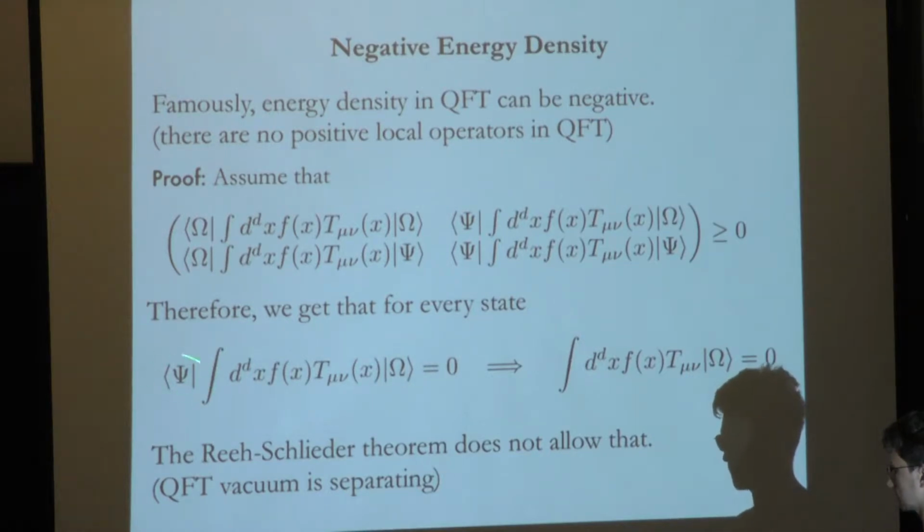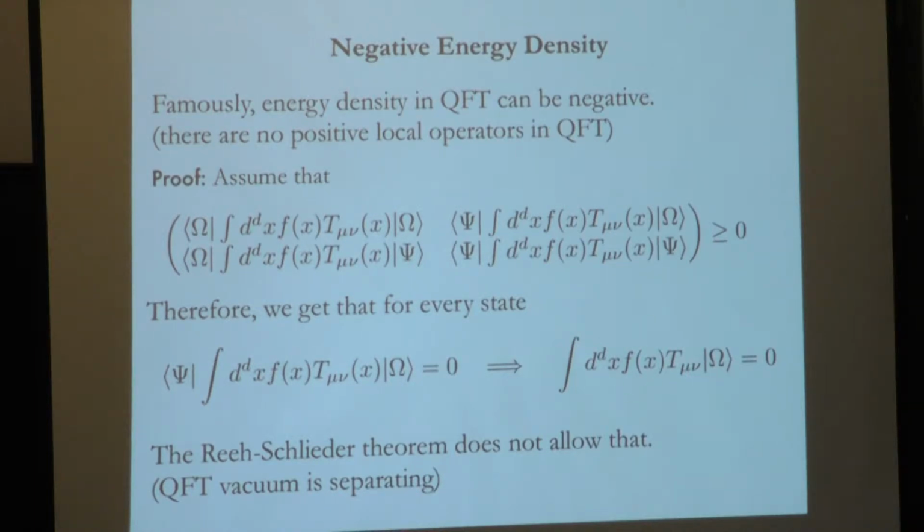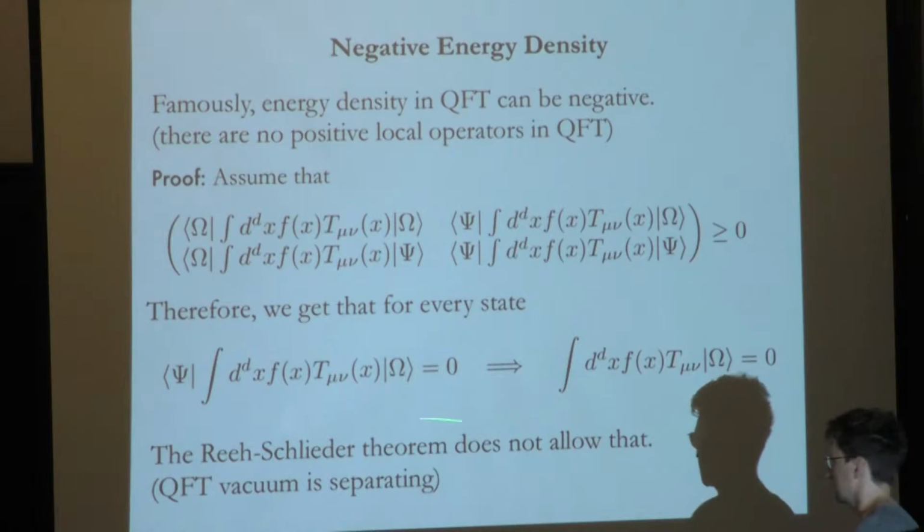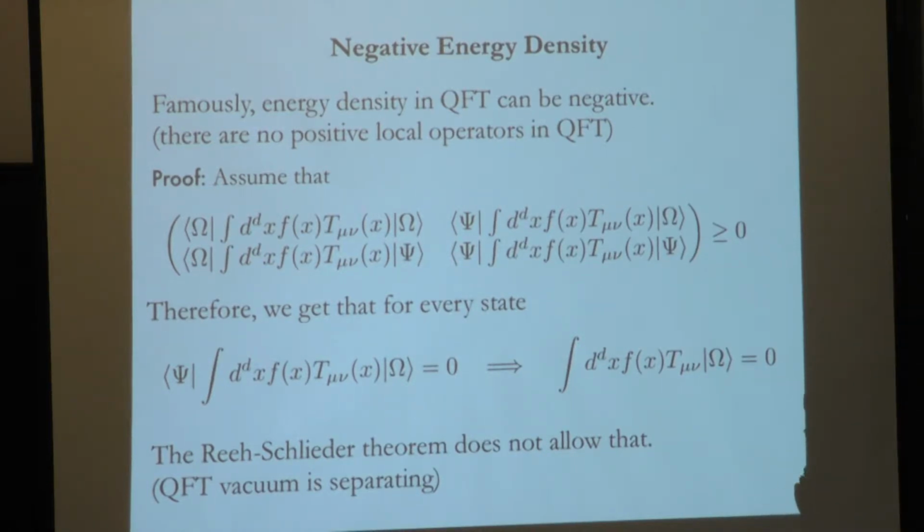We can choose a complete set of states. So we conclude that the local operator smeared with some f with compact support vanishes, and then the Reeh-Schlieder theorem tells you that's not allowed. So it's known that the QFT vacuum is separating, which is that if omega is the vacuum state and psi is any state you like. Because the vacuum is Poincare invariant, it has zero momentum, zero charge, and so on. Okay, fine, that's a known fact.